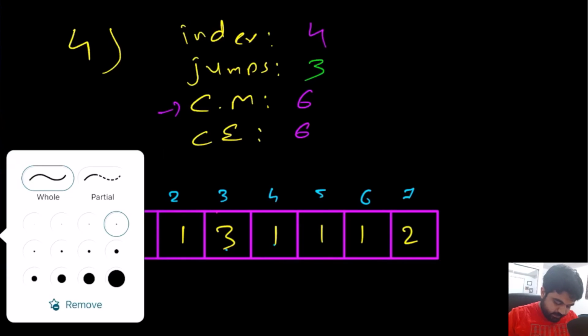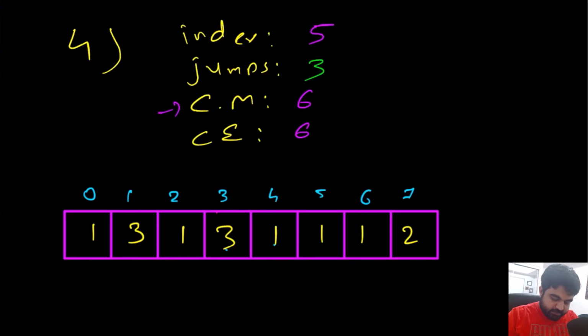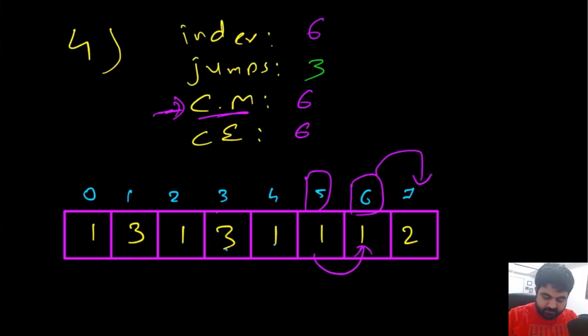So again our index value becomes 5. Now with the 5 index value, the maximum we can take is 1. So that is going to lead up to 6, but we already have the current maximum at 6, so we don't need to do anything. And these two values are not the same, so we are not going to do anything. Now the index value is at position number 6. At position number 6, we are actually able to reach the end with just a single jump. So we are going to do that.